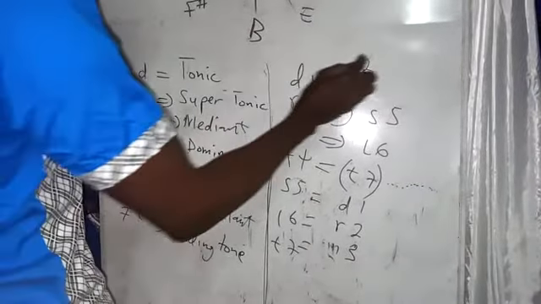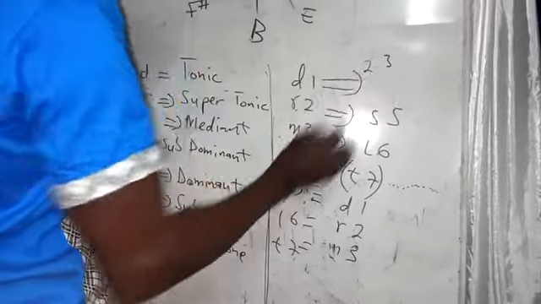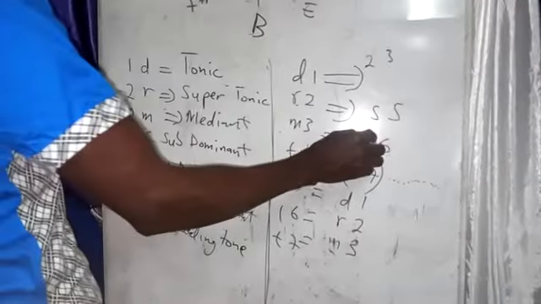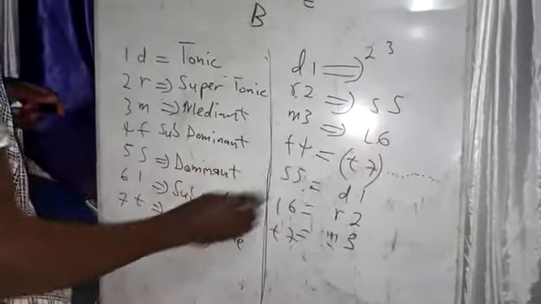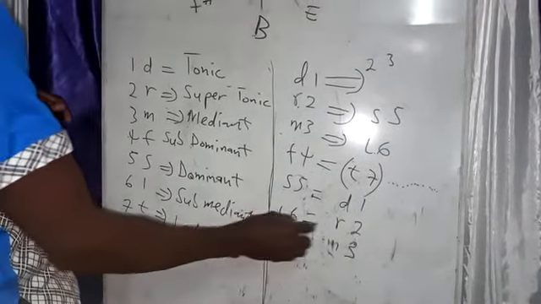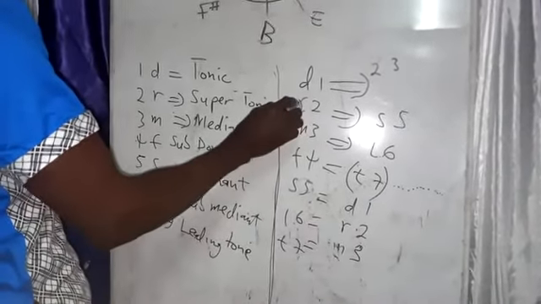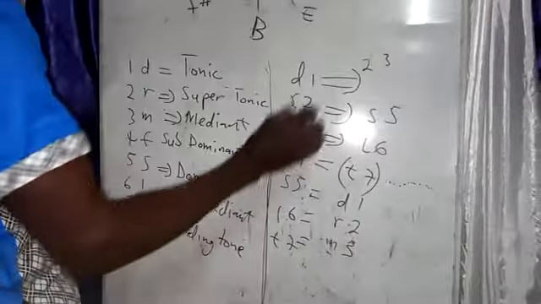Let's say the do goes to 3. The 3 goes to what? 6, which is la. And the la goes to what? The 6 goes to 2, which is re. And the 2 goes to 5, which is so. And the 5 goes to 1.